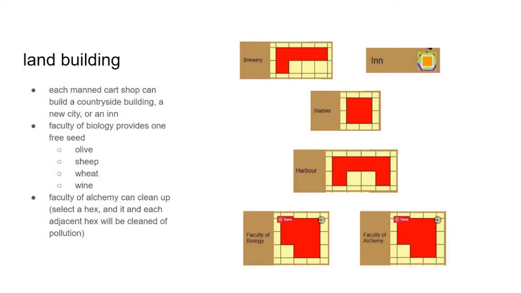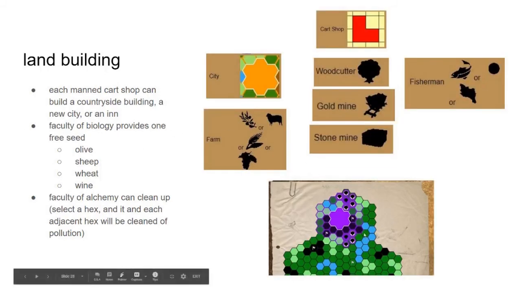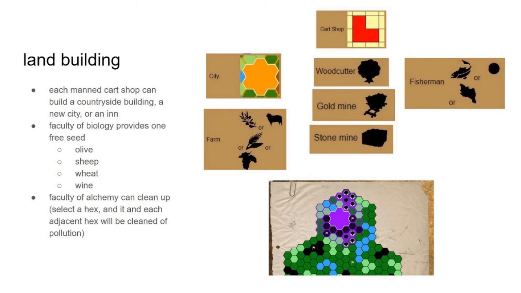The faculty of alchemy is the only way that you can clean pollution from the countryside. So let's say there's pollution instead of these trees, okay? What you would do is you select one of the hexes that has pollution in. That hex and any adjacent polluted hex would be cleaned by the faculty of alchemy. So maximum you can clean 7 hexes a turn.